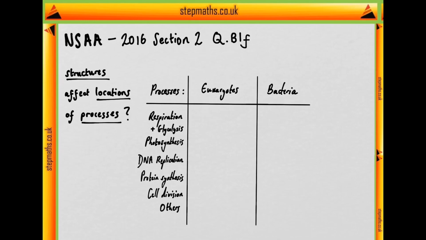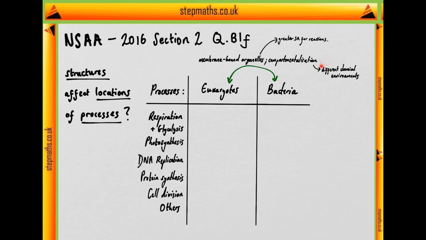So, what we'll do is discuss how the locations change between eukaryotes and bacteria, and why this is affected by structure. Well, the principal reason is that eukaryotes happen to have membrane-bound organelles. This enables compartmentalization, that membrane-bound organelles permit a greater surface area for reactions, whereas compartmentalization enables different chemical environments that exist within the cell for more efficient processes. So, in the case of eukaryotes, we have the mitochondrial membrane, where efficient respiration can occur, whereas the bacteria only have the cell membrane.